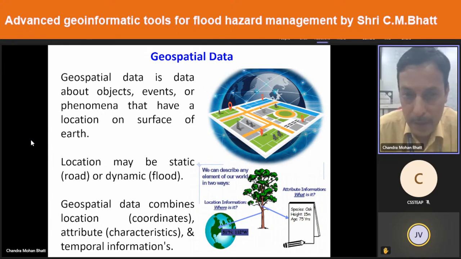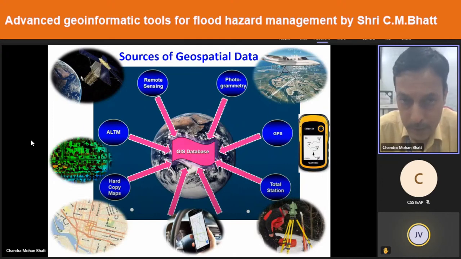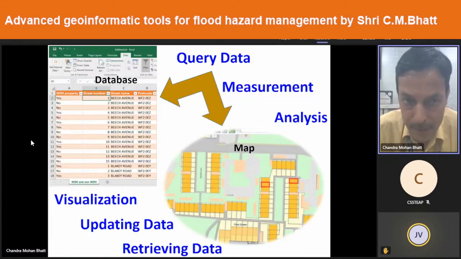So that is what we mean by geospatial, and there are a number of sources that help us to collect the geospatial information, either through remote sensing, GPS, or ground surveys or photogrammetry. Once this information is there, you must be aware of geographical information system software, which helps us to keep the record, update the data, query the data, do the measurement, analysis, retrieval and visualization of the data. So there are sources which allow us to capture the data.